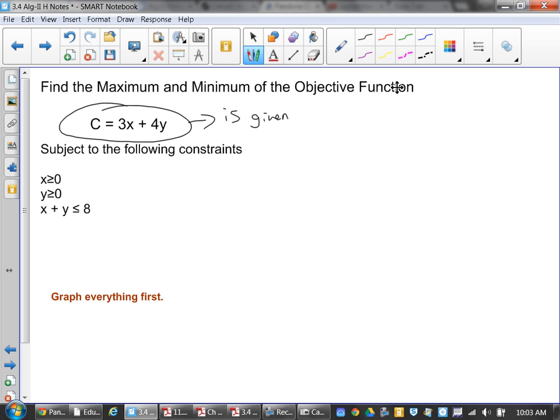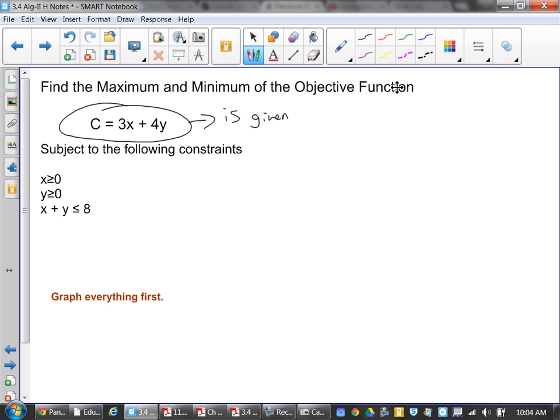But it's going to be pretty easy to tell. You're going to want to maximize profit. You're going to want to maximize sales. Things like that. It's going to be very easy to figure out. But for right now, it's going to be given to you. And it's always given as c equals 3x or whatever. That c value stands for objective. They give you these constraints. And the constraints are going to be a list of some inequality problems.